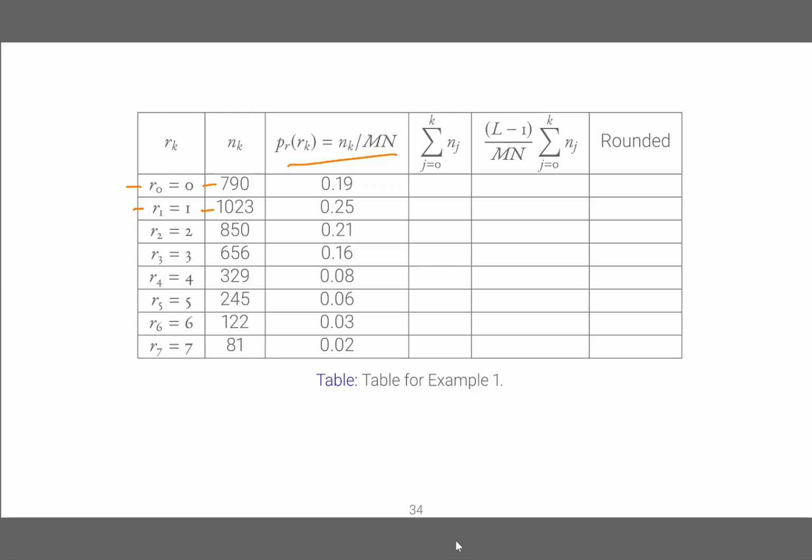So we have to just keep on computing the cumulative distribution function. Here the summation from 0 to 0 would be 790, and 790 plus 1023 there, so that would give us... I'm having trouble doing a simple addition of numbers.